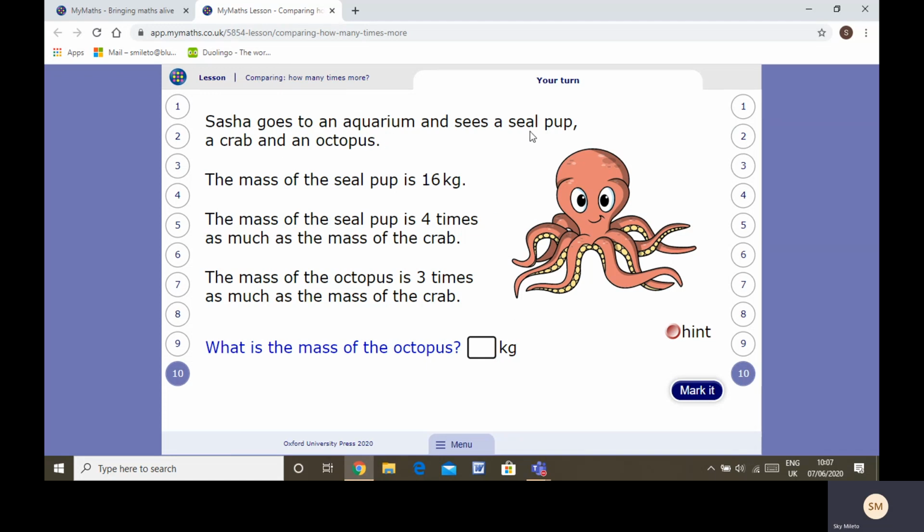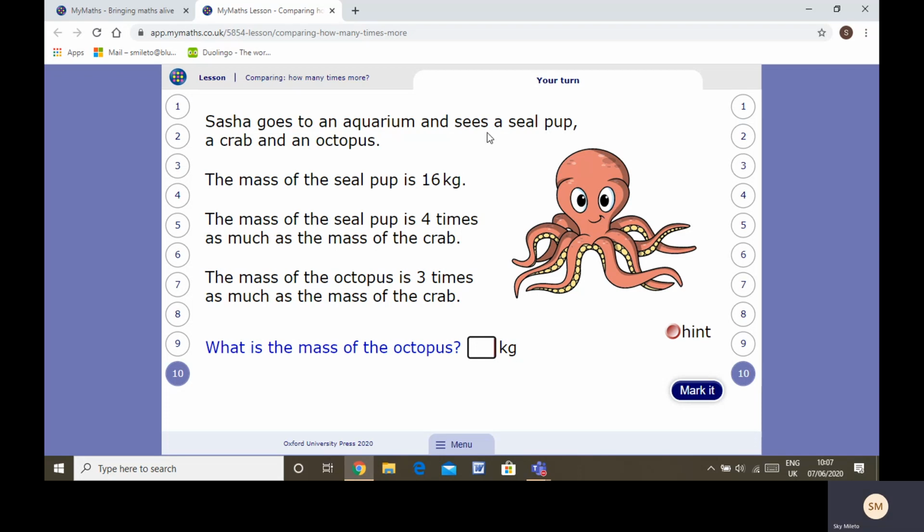Sasha goes to an aquarium and sees a seal pup, a crab, and an octopus. The mass of the seal pup is 16 kilograms. The mass of the seal pup is 4 times as much as the mass of the crab. Okay, now I'm not even going to look at this now because I know I'm going to need to work out the mass of the crab. I know the crab's smaller than the seal pup. I know it's 4 times smaller. So I need to do 16 divided by 4. So I know that the crab is 4 kilograms.